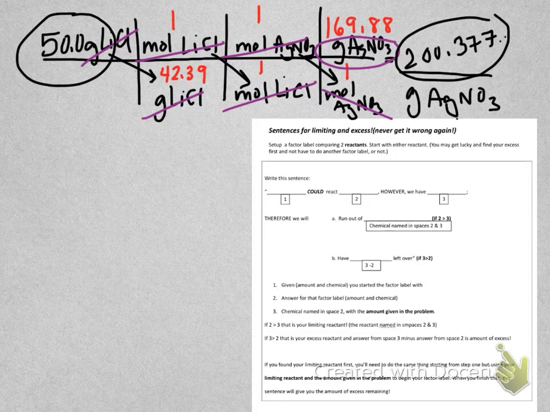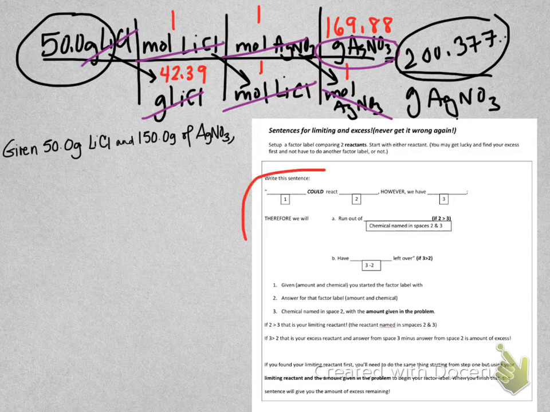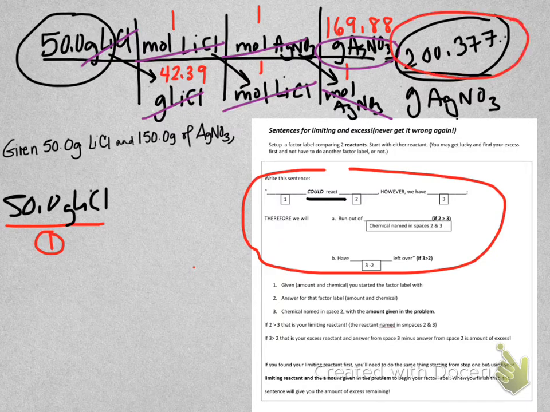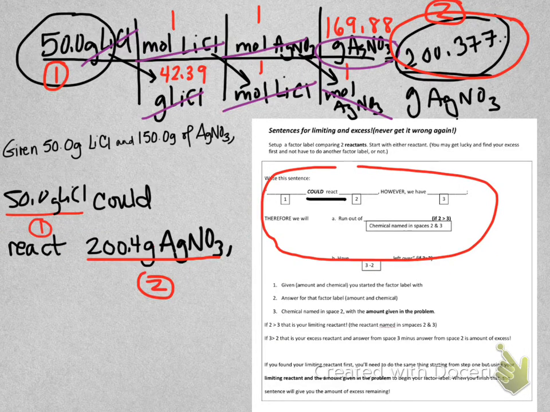Let me copy the problem over. And the sentence we're going to use is right here. Number 1 is your given, that is the given that you started this factor label with. So I'm going to write in here 50 grams lithium chloride could react. Number 2 is the answer you got for this factor label. So here's 1, here's 2. 50 grams of lithium chloride could react 4 grams of silver nitrate.